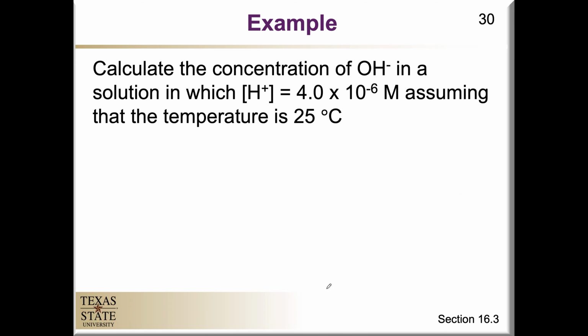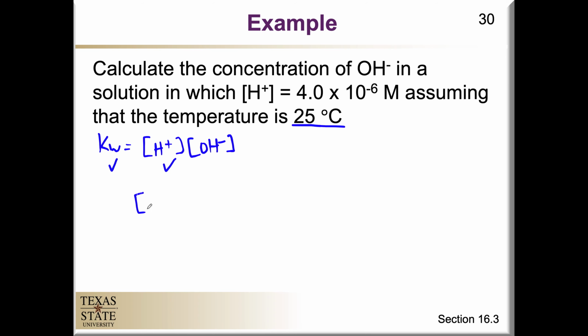All right. So first example, calculate the concentration of hydroxide ions in a solution that contains a hydrogen ion concentration of 4 times 10 to the minus 6, assuming that the temperature is 25 degrees Celsius. All right, so to do this, we're going to use the equation that we just had. It said that Kw is equal to the hydrogen ion concentration times the hydroxide ion concentration. In this particular case, we have the hydrogen ion concentration, and we know that we are working at 25 degrees Celsius, therefore we know the value of the Kw.